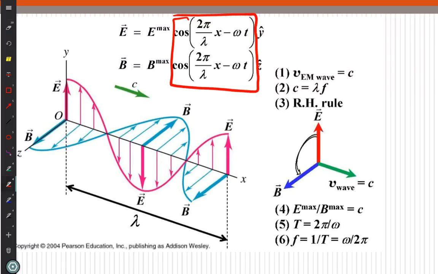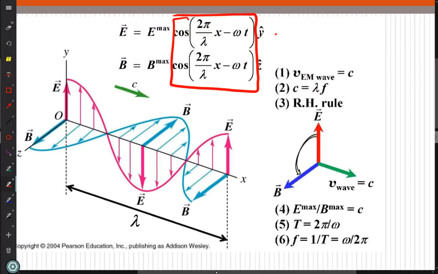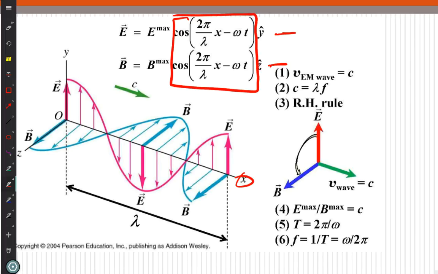Second thing to note is the directions. Notice in this picture, the electric field is in the y direction, the magnetic field is in the z direction, and the velocity is in the x direction. For an electromagnetic wave, the electric field, the magnetic field and the velocity are all mutually perpendicular. Mutually perpendicular means each one is perpendicular to the other two.